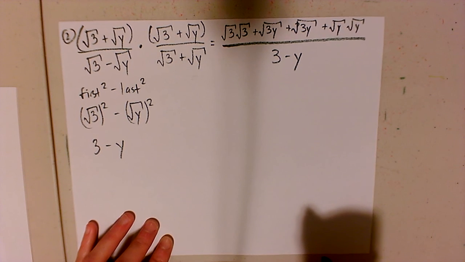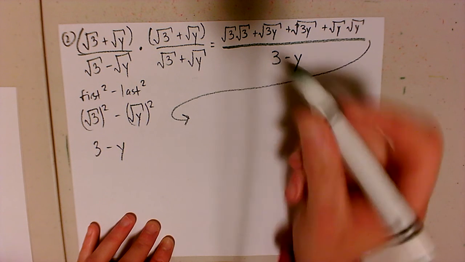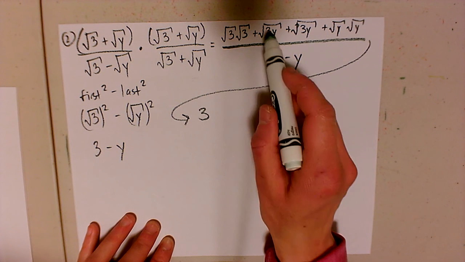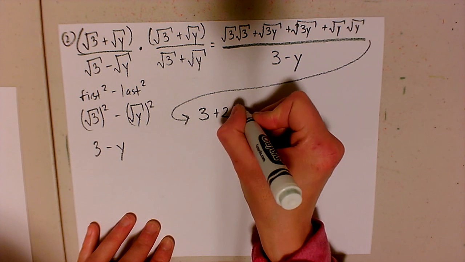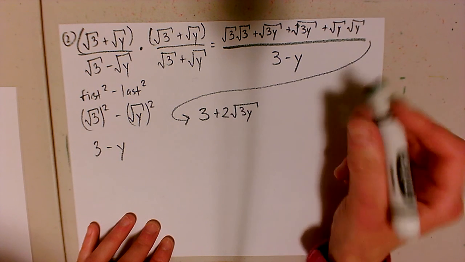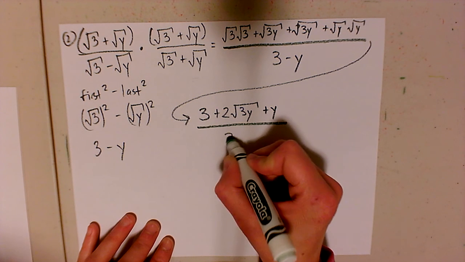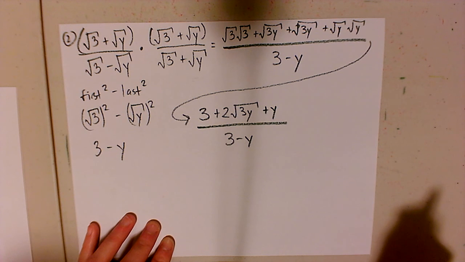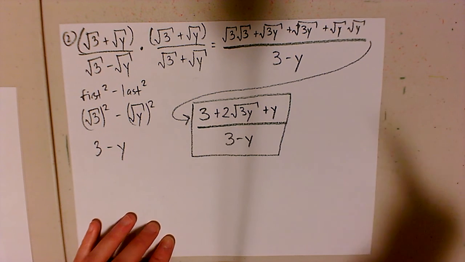So then we've got to simplify that numerator. We can definitely clean things up. Root 3 times root 3 is 3. We have a root 3y plus another root 3y, that's going to be 2 root 3y. And then root y times root y is y. And so this is all over 3 minus y. And that is as far as you can go. And you're all done.